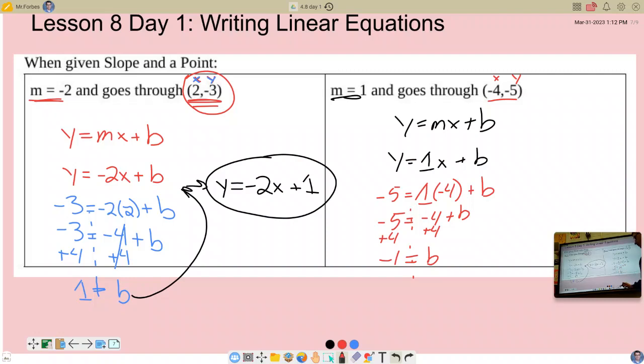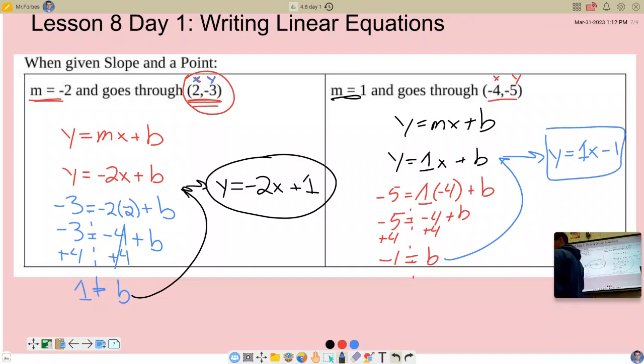So then my final step is go back to this first step, rewrite it, but now I know my b value. So y equals 1x minus 1. Or if you wrote plus -1, that would be fine. Any questions on that one? Cool. So that's if you're given the slope and a point.